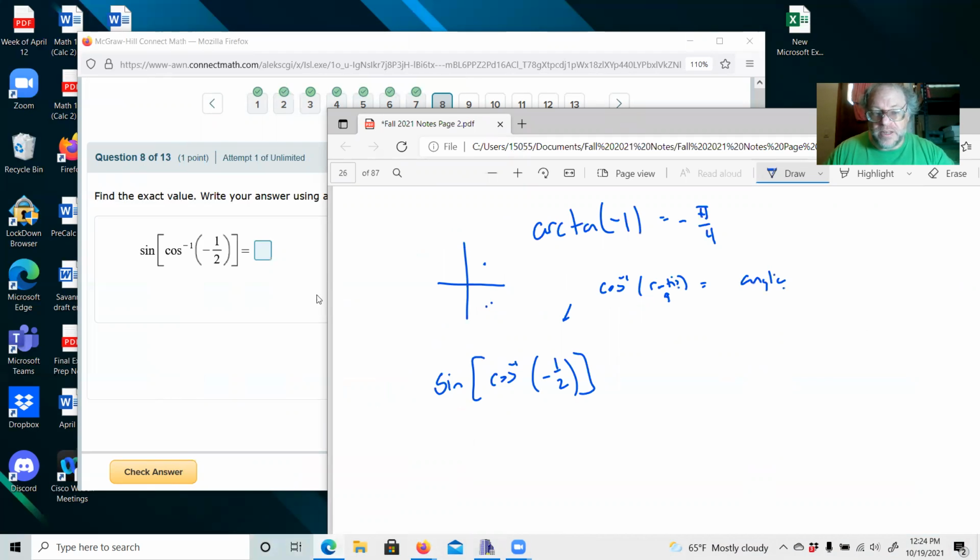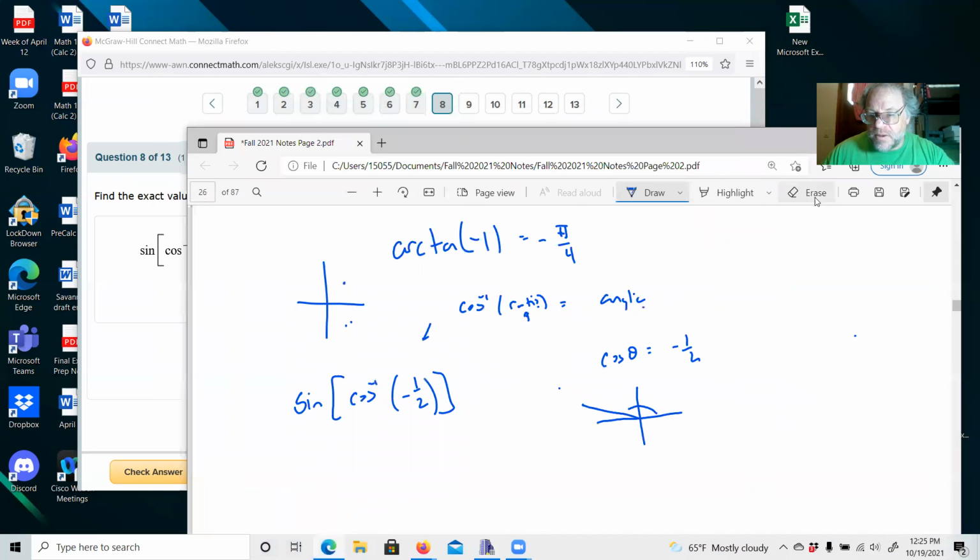So what is the ratio? What is the angle? Cosine of what angle is going to be negative 1/2? Well, there's a couple of them. It's going to be this one. We will say that that's going to be pi over 3.